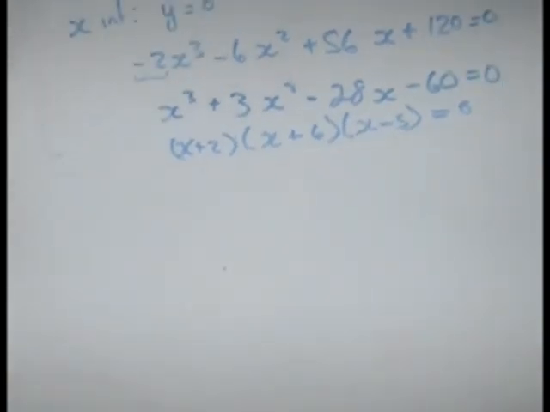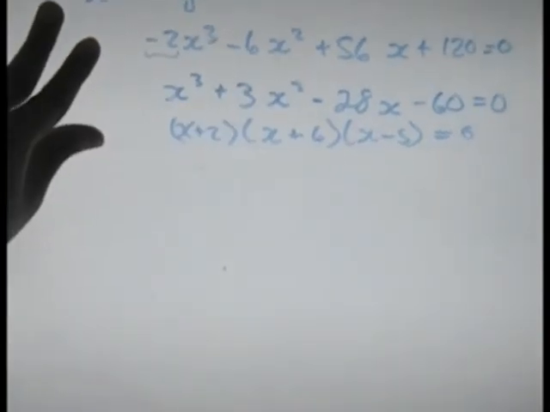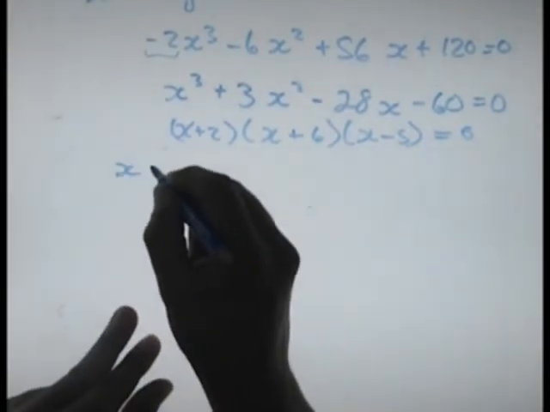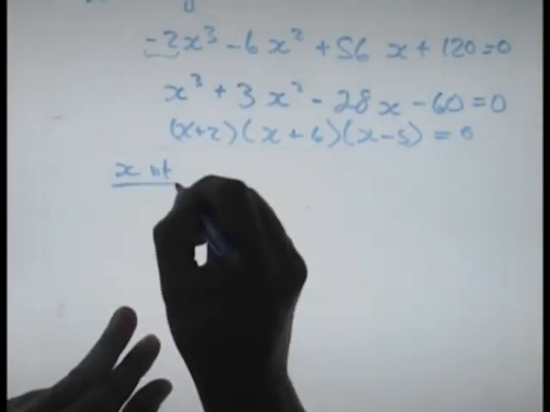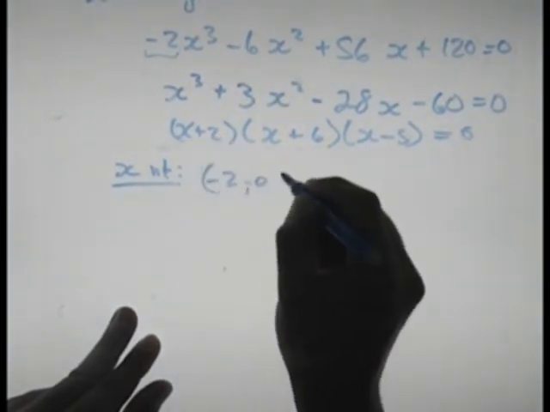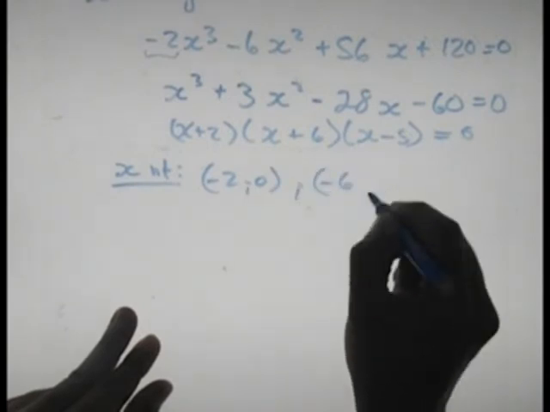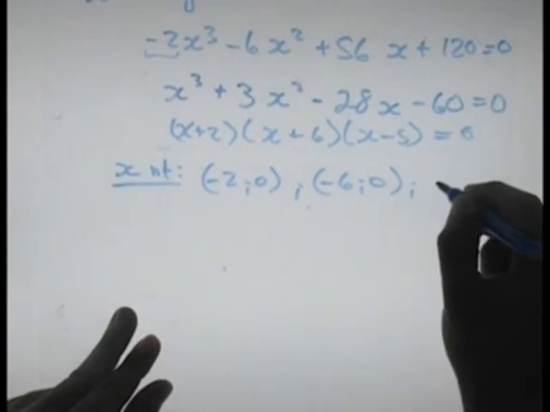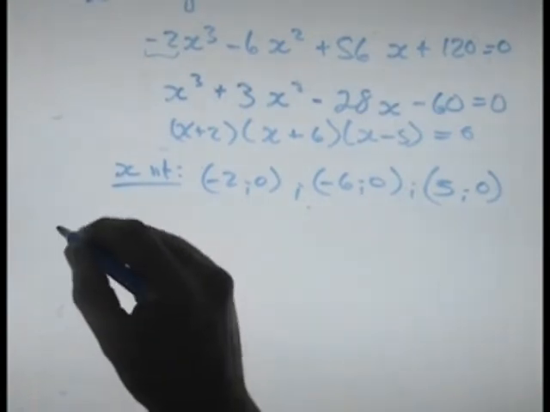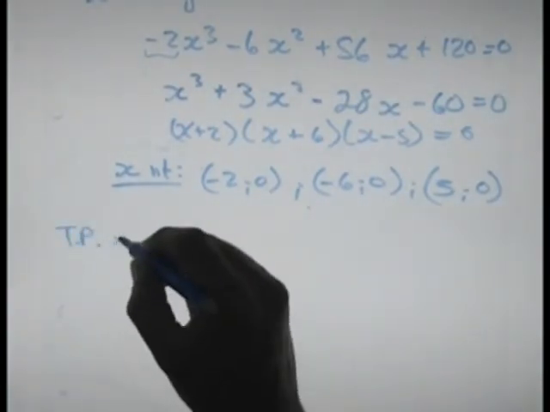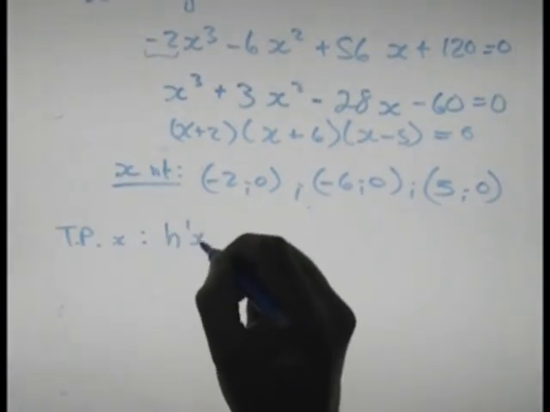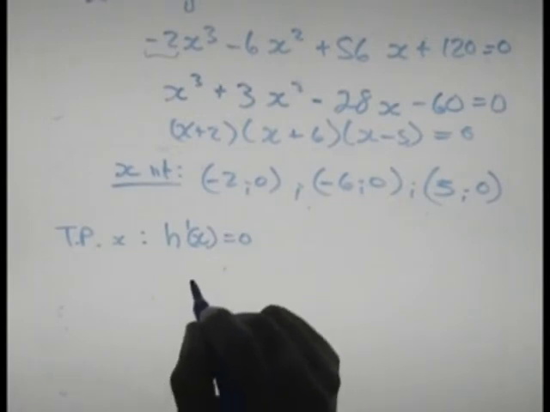Alright, now that we've got that down, that means that our three x-intercepts are given by (-2, 0), (-6, 0), and (5, 0). We now look at our turning points. First, let's look at the x values of the turning points. That's when our derivative h dash x is equal to 0.